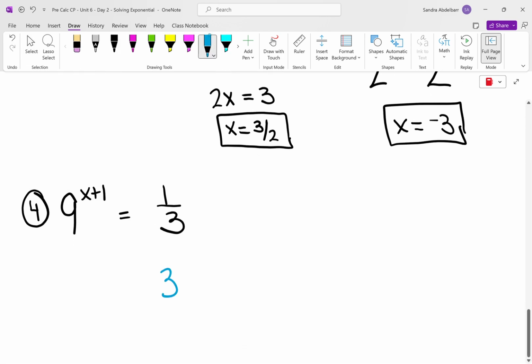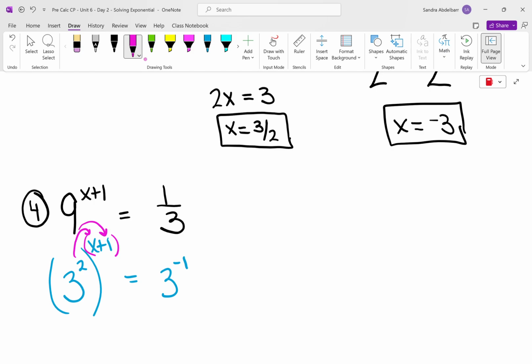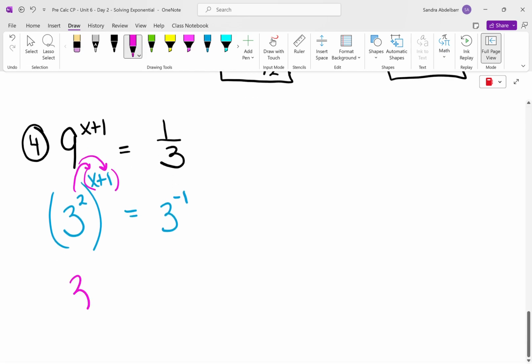So how many people changed the 1/3 into 3 to the negative first? Raise your hand. Perfect. Now on the other side, I want to change 9 into a base of 3. So do we agree this is 3 to the second? But now that's still raised to the x plus 1. When you have a power to a power, what do you do? Multiply. But because I'm multiplying this whole binomial, that 2 has to get distributed in. So this ends up becoming 3 raised to the 2x plus 2 equals 3 to the negative 1.